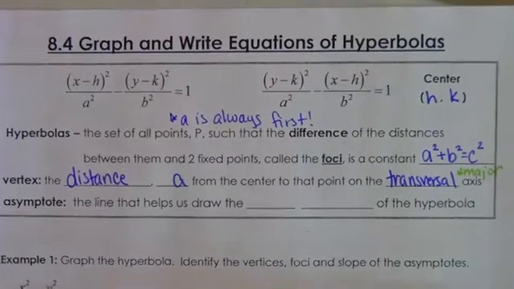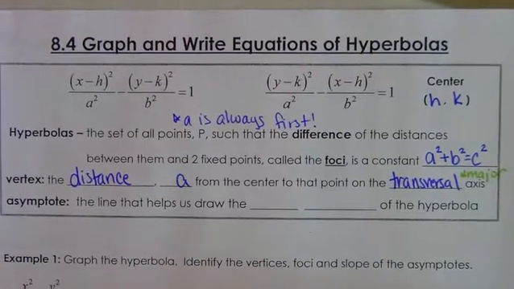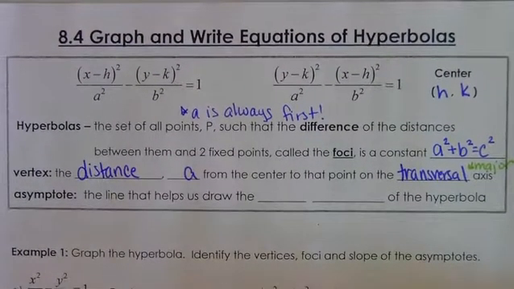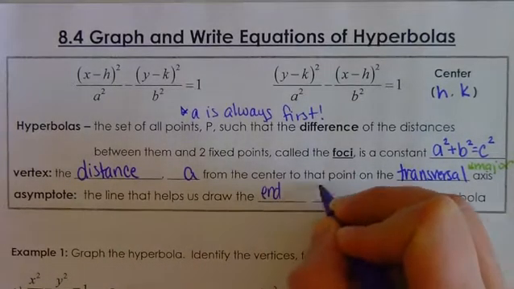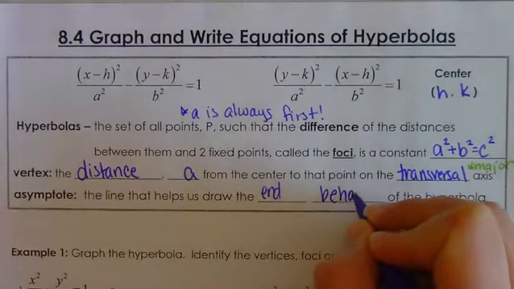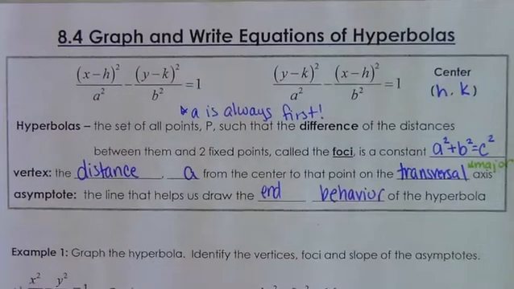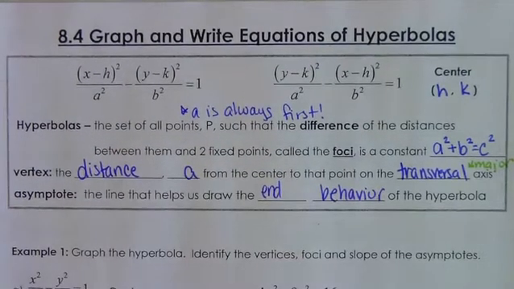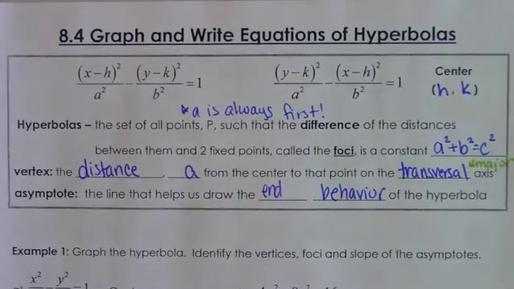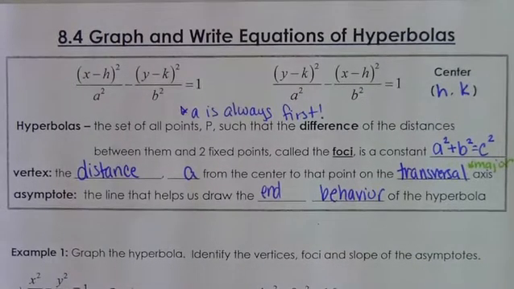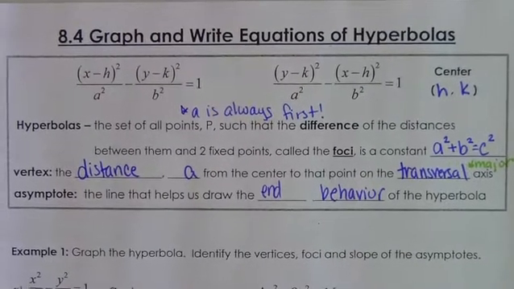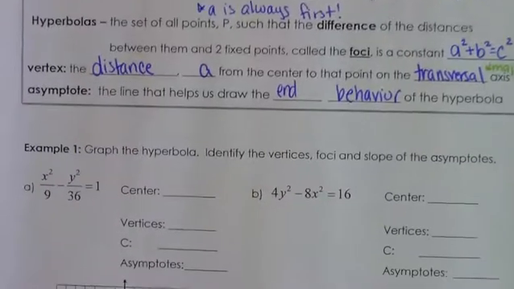Now we have something different in hyperbolas, and that's going to be an asymptote. It's going to be a line that helps us draw the end behavior of the hyperbola. And I'll show you how we deal with that. We're going to draw a box and connect the corners of the box, but it's going to have a slope and a y-intercept, so it's technically a line. Now your asymptote, remember, is a line that your graph never touches, but it gets super close to. All right, so let's go ahead and try a couple of graphs.